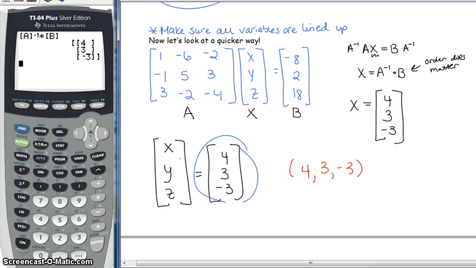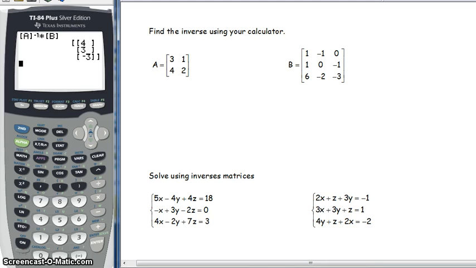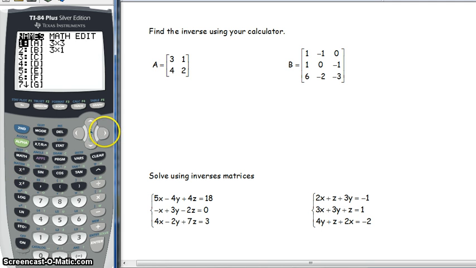Alright, so let's do some practice on finding the inverses in our calculator, because this is new. We didn't do inverses when we talked earlier in the year about matrices. First thing we want to do is enter in matrix A into our calculator. So second x to the negative first again, we want to edit. And we now have a 2 by 2 matrix. And our values are 3, 1, 4, 2. So we enter our values in.